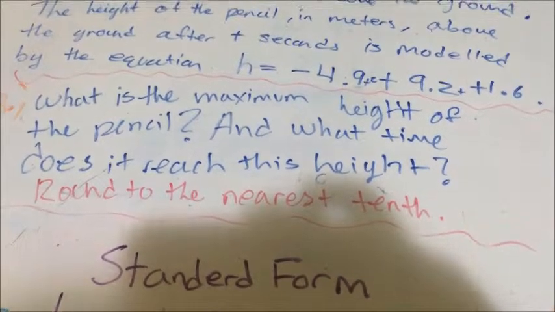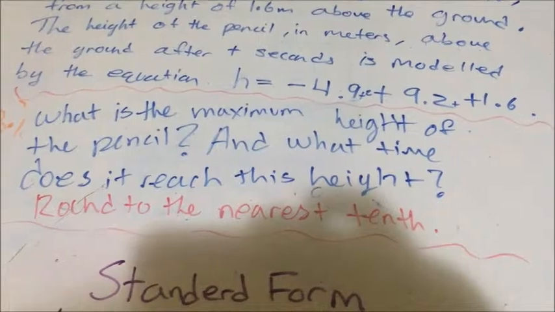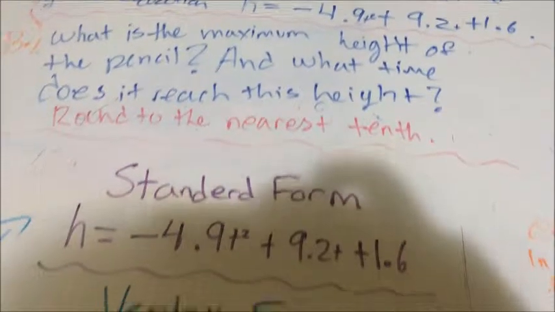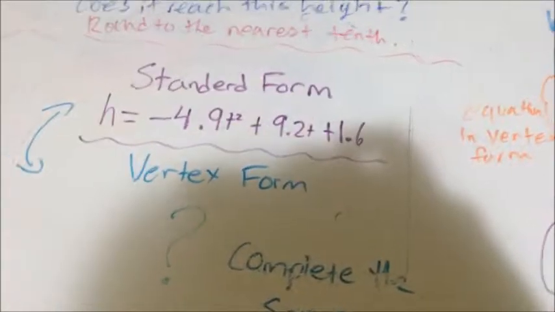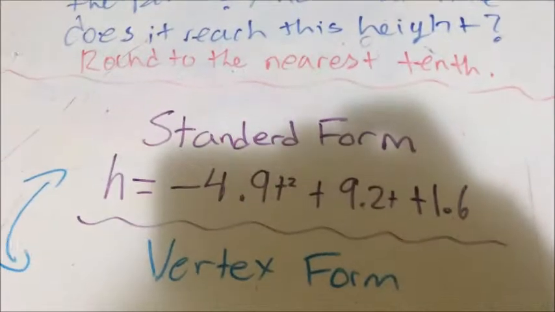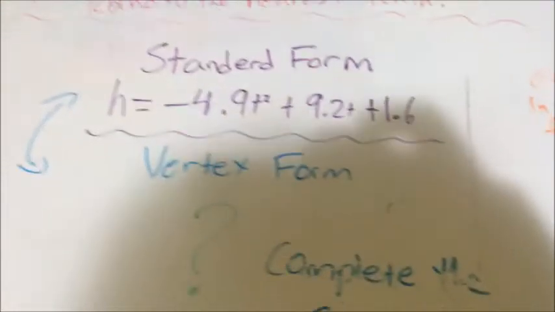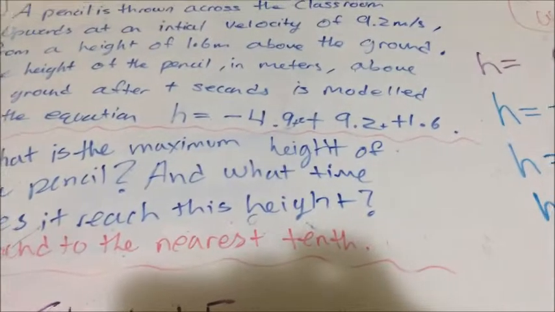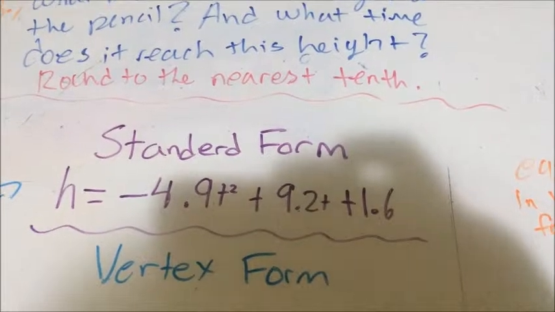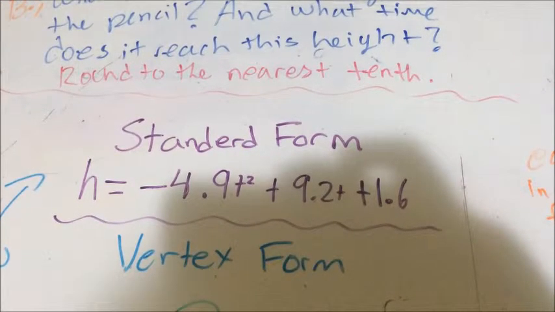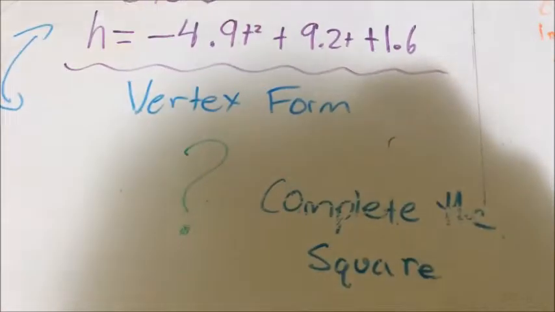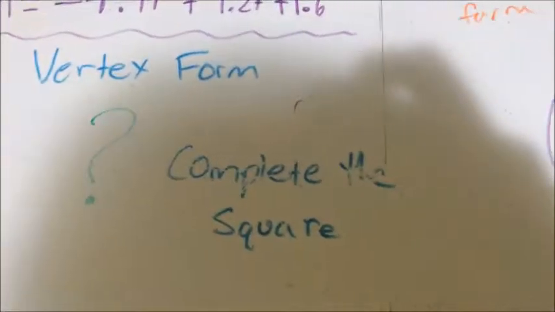So whenever you see a word problem with maximum or minimum in it, you should always be thinking about the method of completing the square. To complete the square, you basically have to convert the equation in standard form into vertex form. Right now, the equation is in standard form, and it is h equals negative 4.9 t squared plus 9.2 t plus 1.6. The vertex form we don't know, because we still have to complete the square.